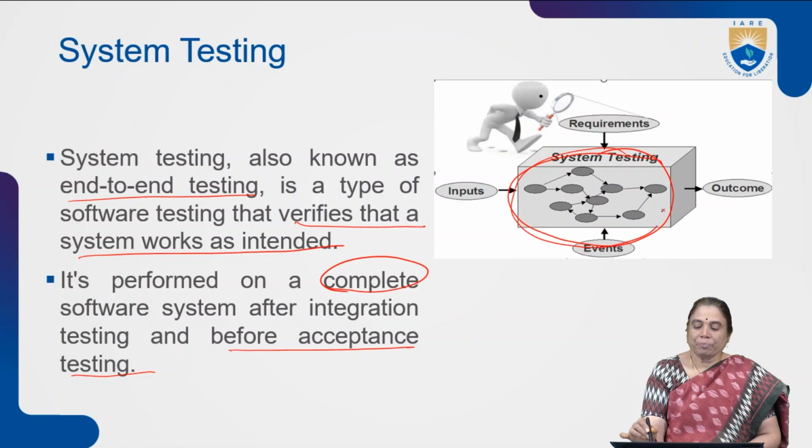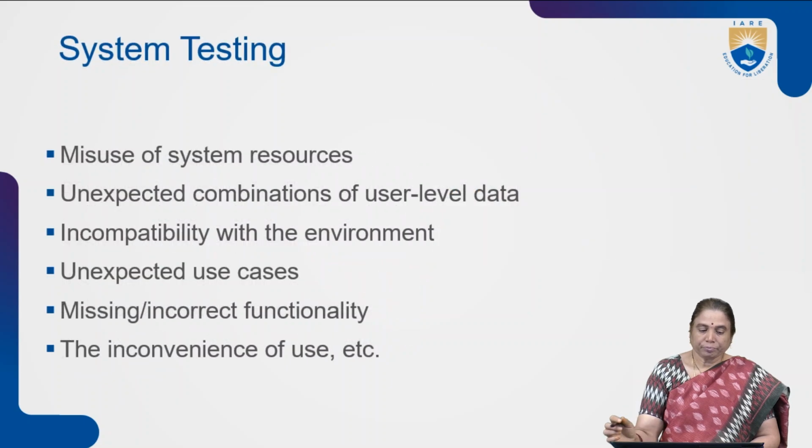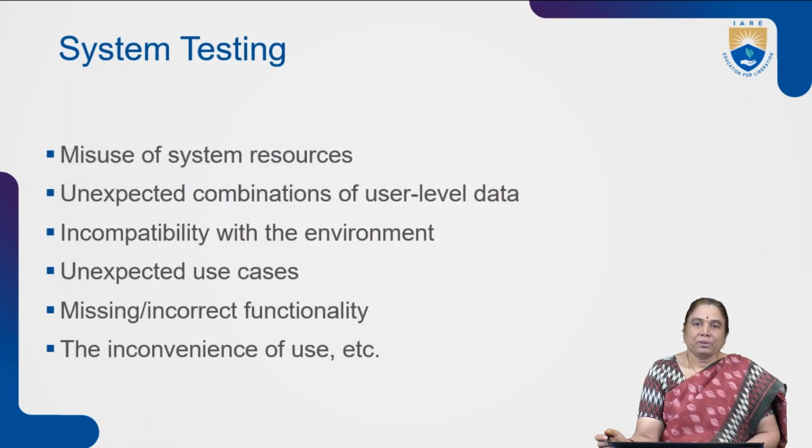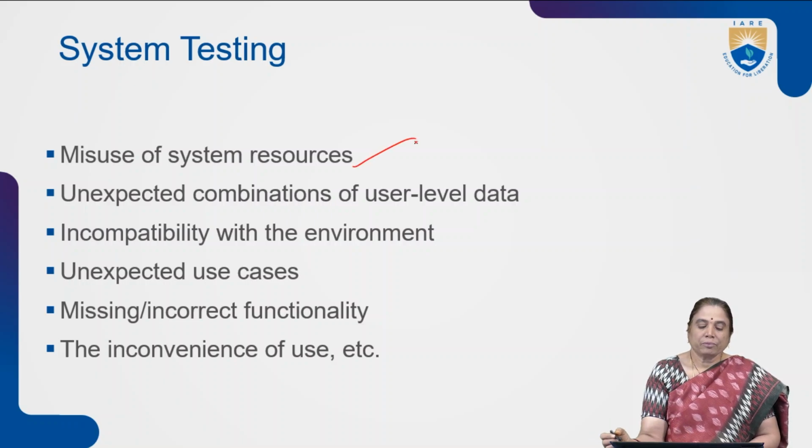For the whole system, the required inputs and events are supplied in order to verify whether the intended output is produced or not, with the help of both functional and non-functional requirements in system testing. System testing is generally used to identify defects such as misuse of system resources, unexpected combinations of user-level data, incompatibility with the environment, unexpected use cases, missing or incorrect functionalities, and inconvenience of use.